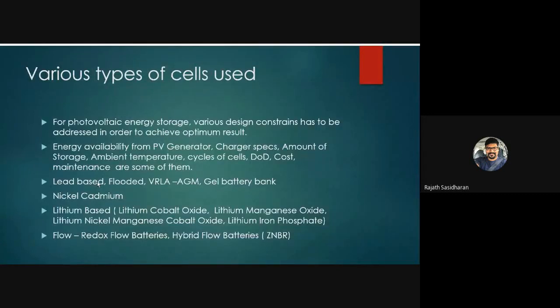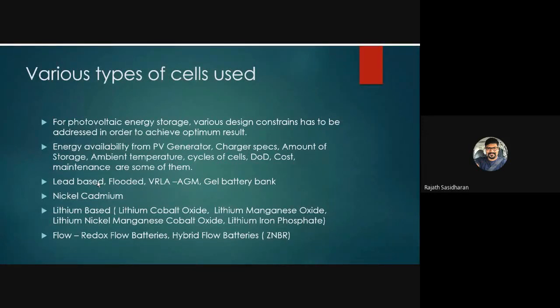Various types of cells used. There are so many kinds of cell technologies available in the market, and there are several factors that we need to consider: the temperature, the amount of energy that you are going to store, and what kind of battery bank voltage setting your inverter has. So multiple things. Every technology has its own advantages and disadvantages, and one of the commonly used is valve regulated lead acid, AGM batteries and gel banks.